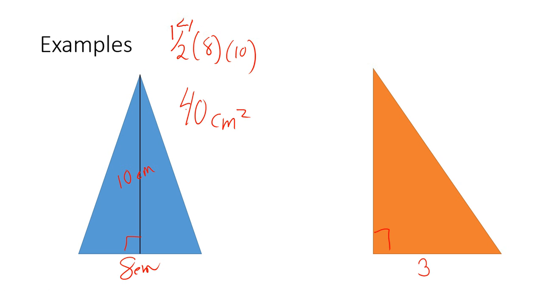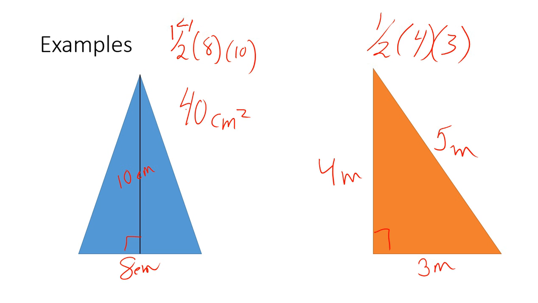Now with the second one, we have a right triangle, and we know the outside edges. We'll say this is 3 meters, 4 meters, 5 meters. And we want to find the area of this. Now with a right triangle, what you end up doing is you just take the legs of that right triangle, multiply them, and divide by 2. So with this one, we'd end up with 1/2 times 4 times 3. Multiply all those together, and we end up with an area of 6 meters squared. And that would be the area.